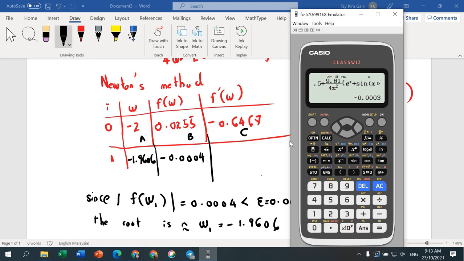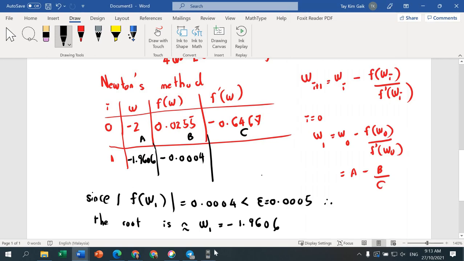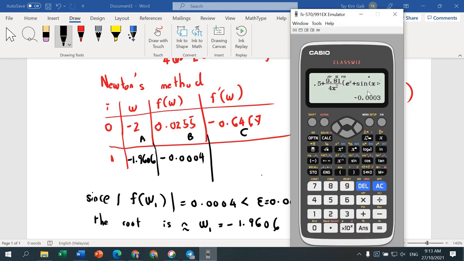So the answer in the book is -1.9612 because that is using the secant method. This is using the Newton method. And to get the exact root, you can use a solve button here. This solve button. Okay, this is a function. 0.5 plus this one. This is a function. I can shift solve.